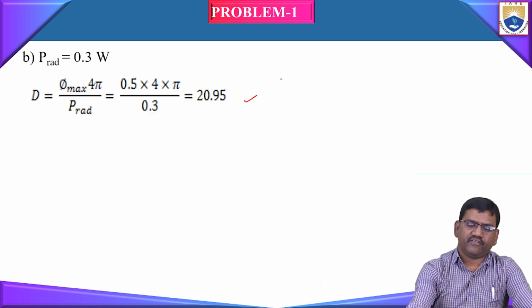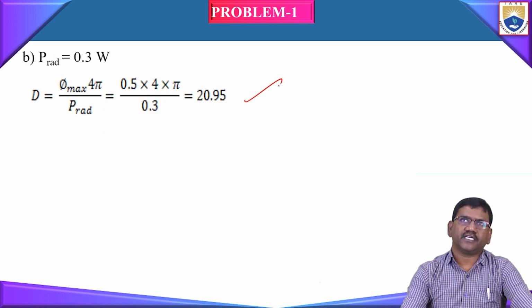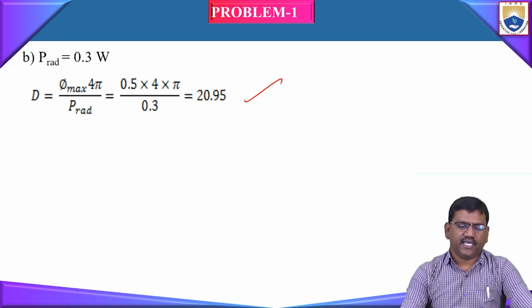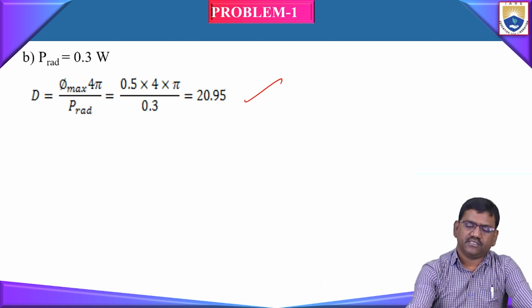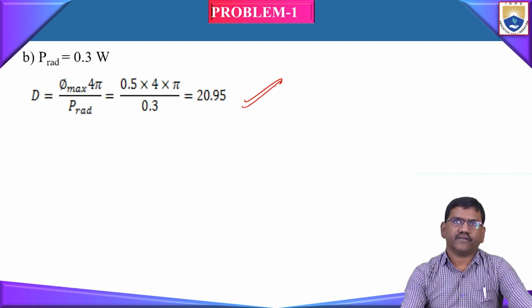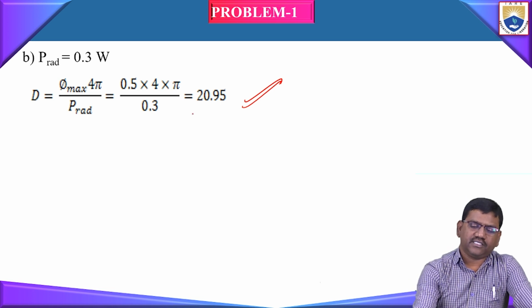Similarly for the B bit, again you take the formula for directivity, that is, the directivity is equal to U max into 4 pi by P rad. So D is equal to U max into 4 pi by P rad. That is equal to 0.5 into 4 into pi by 0.3. So this is equal to 20.95. This is just a decimal value.